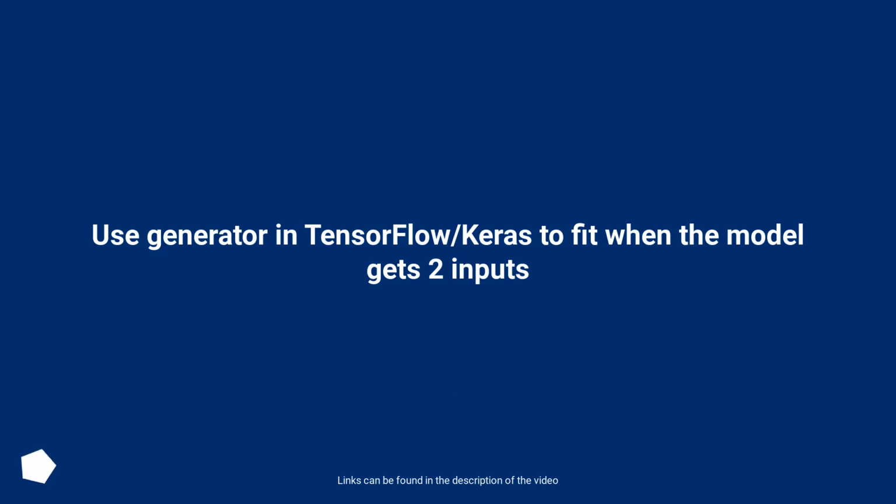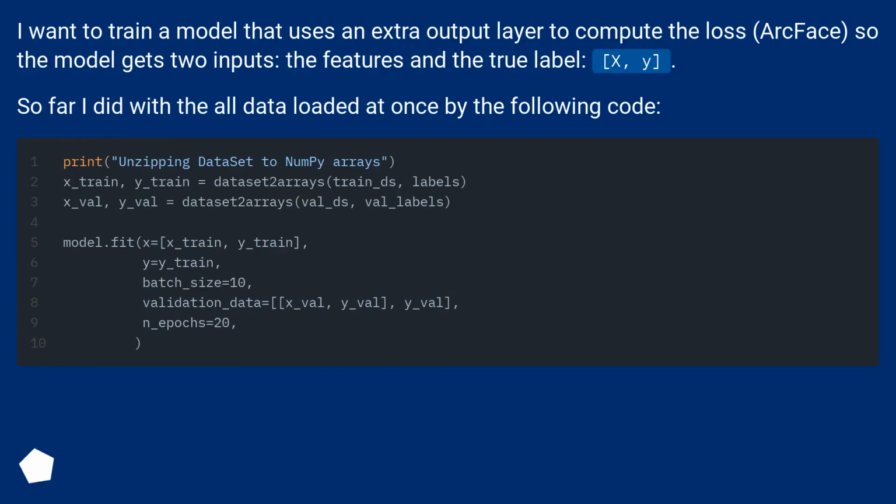Use generator in TensorFlow/Keras to fit when the model gets two inputs. I want to train a model that uses an extra output layer to compute the ArcFace loss, so the model gets two inputs, the features and the true label, X, Y. So far I did this with all the data loaded at once by the following code.